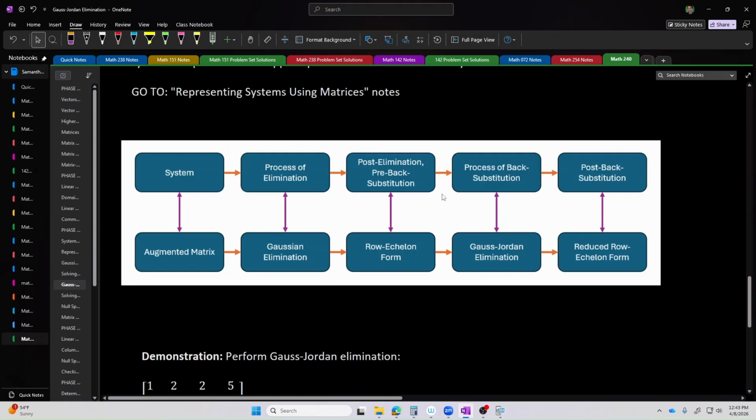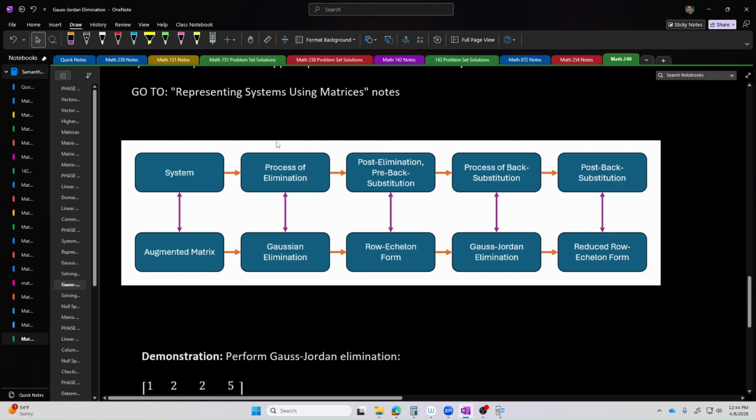The status of the system after you've done the elimination and before you've done the back substitution is equivalent to the status of the matrix when it is in row echelon form. Now, back substituting in the system of equations is the same thing as going through the process of Gauss-Jordan elimination on the augmented matrix. And then the appearance of the system after you've done the back substitution is equivalent to the appearance of the matrix when it is in reduced row echelon form. So that is how these two concepts link up to each other.